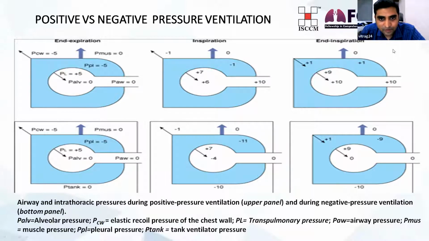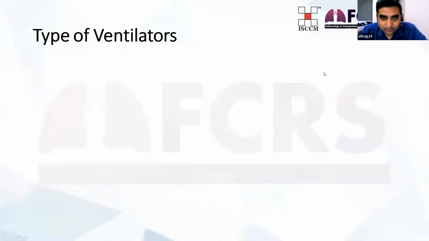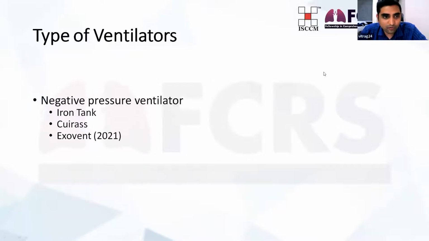It's less positive in inspiration, and at the end of inspiration, it is more positive. And at the end of expiration, at alveolar level, pressure is 0, or as per PEEP, whatever PEEP we have set. So we can move forward to the types of ventilators.